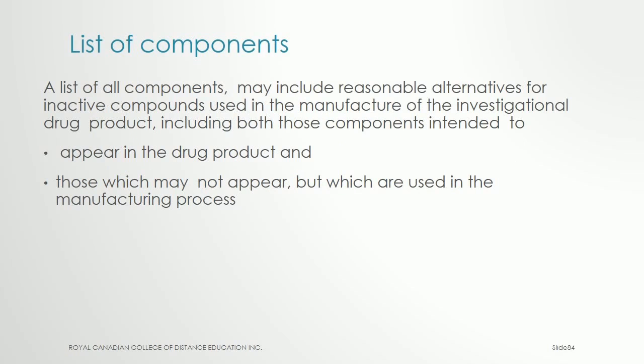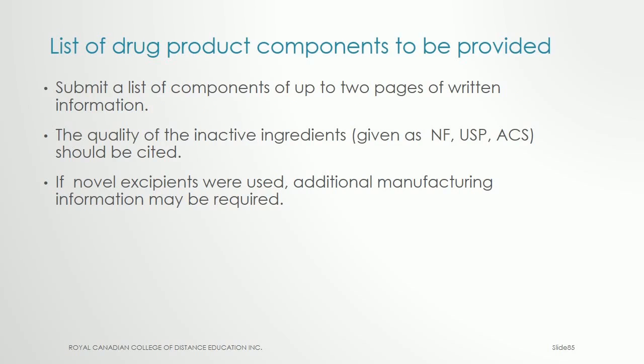Listed components. A list of all components may include reasonable alternatives for inactive compounds used in the manufacture of the investigational drug product, including both those components intended to appear in the drug product and those which may not appear, but which are used in the manufacturing process. List of drug product components to be provided. Submit a list of components of up to 2 pages of written information. The quality of the inactive ingredients, given as NF, USP, ACS, should be cited. If novel excipients were used, additional manufacturing information may be required.